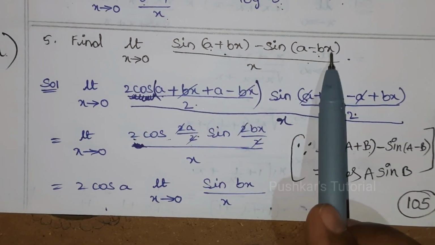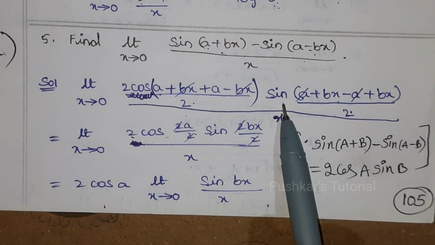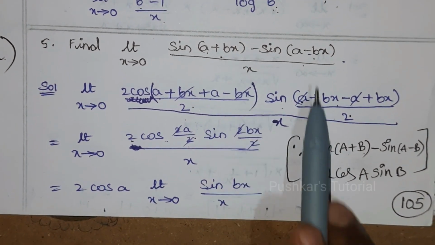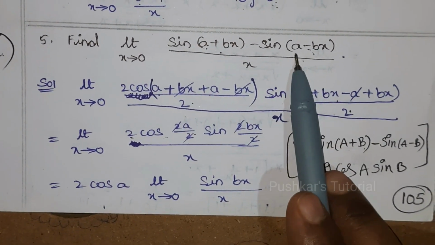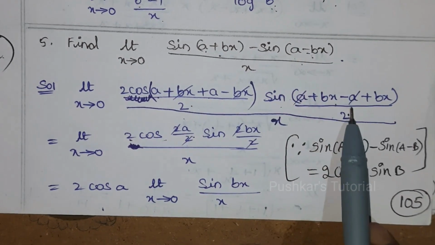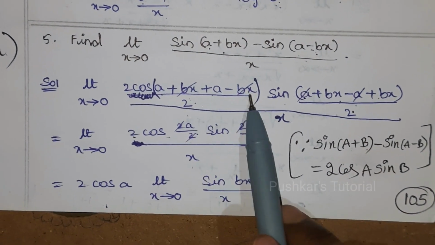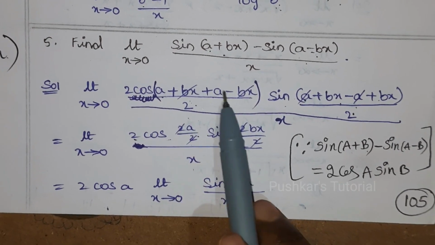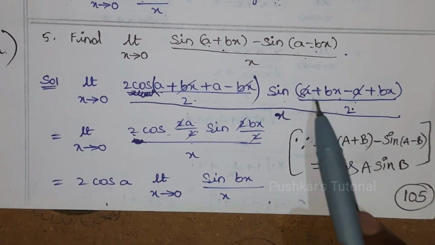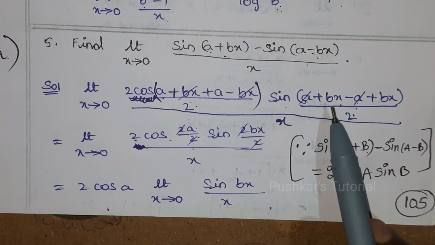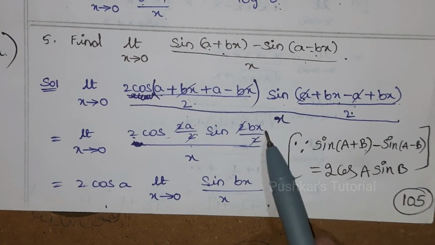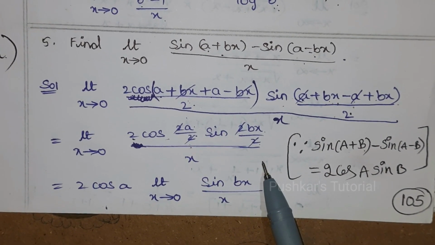So c plus d, as it is, by 2. Sin c minus d means a plus bx as it is, minus d means opposite sign, so this will be minus a. This will be minus into minus, plus b. So here bx gets cancelled. What is left over? a plus a, 2a by 2. Here a gets cancelled. What is left over? bx plus bx, 2bx by 2.